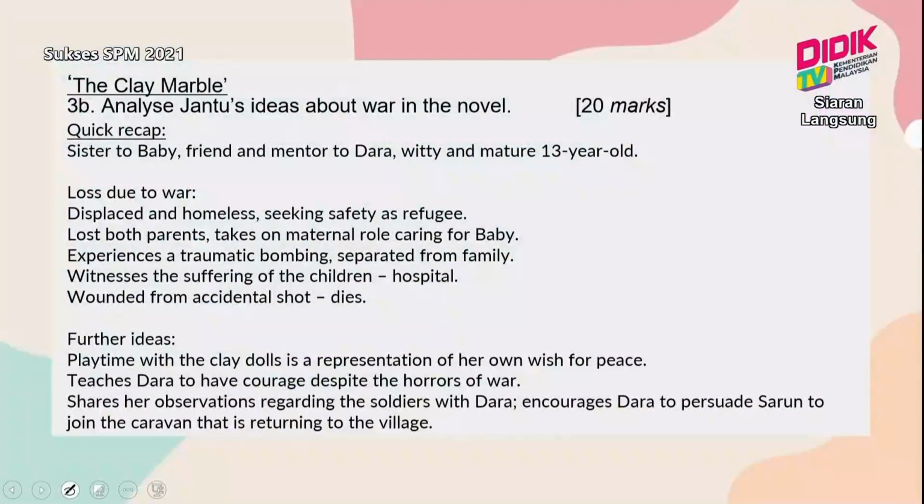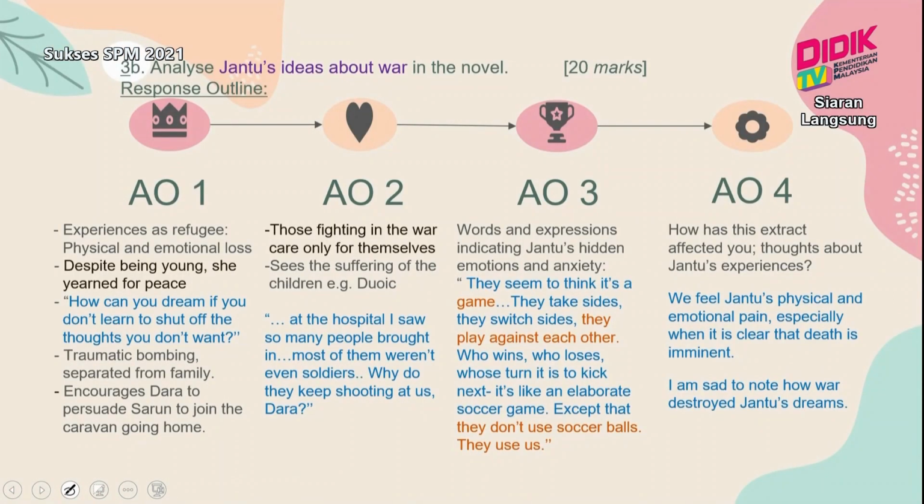What did she go through? What did she feel? How was she influenced by everything that happened? And once you've done all that, you will be able to move on to this. I'm hoping candidates will always be able to get to this template for 20 marks. Analyze Jantu's ideas about war. What is the AO1 that's relevant to this question? What is the AO2, the underlying meaning?